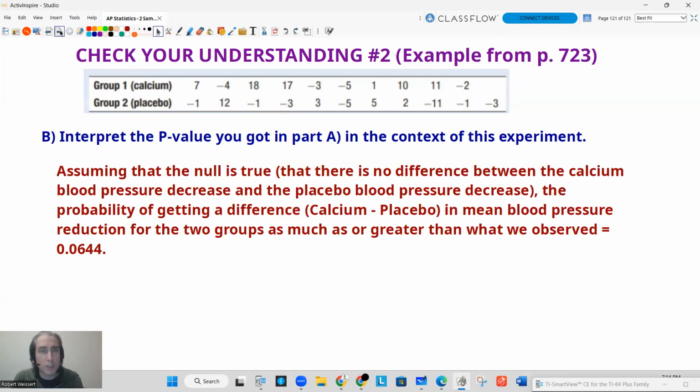Here we go. Assuming that the null is true, that there is no difference between the calcium blood pressure decrease and the placebo blood pressure decrease, the probability of getting a difference, calcium minus placebo, in mean blood pressure reduction for the two groups as much as or greater than what we observed is 0.0644. Assuming that there is no difference, the likelihood that we got a sample as extreme or more extreme than what we observed is about 6.44%. That's the interpretation of the p-value in this context.